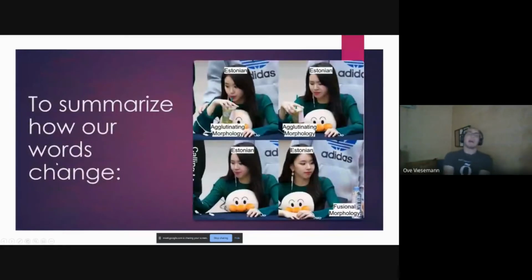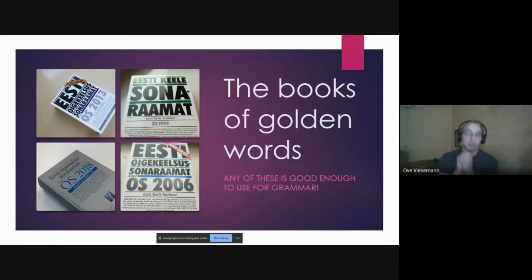To summarize how our words change. Estonian agglutinative morphology, yay. More like nay, but then fusional morphology, quite good. The books of golden words. Any of these is good enough to use for grammar.